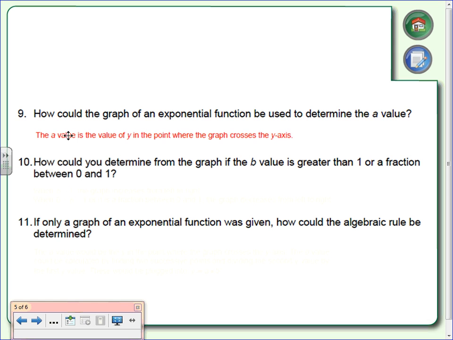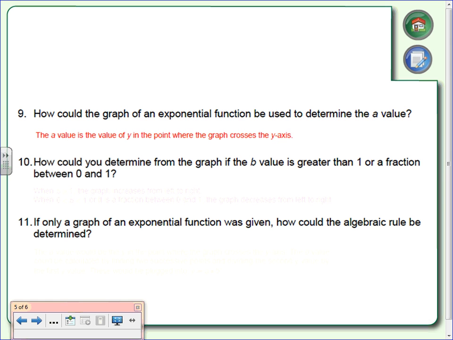Number 10, how could you determine from the graph if the B value is greater than 1 or if it's a fraction between 0 and 1? Well, if you notice, one of the graphs was going up. One of the other ones is going down. So the question is, does the B value have anything to do with that? Yes. Okay. The one that went up, what was the B value? The B value was 2, right? The other one, the B value was 1 half.